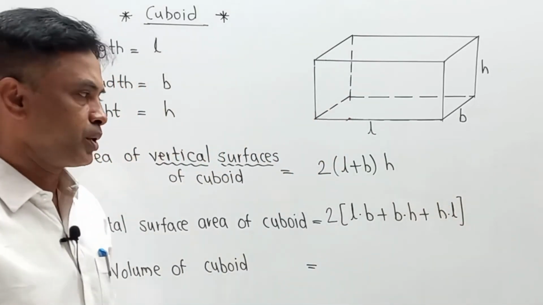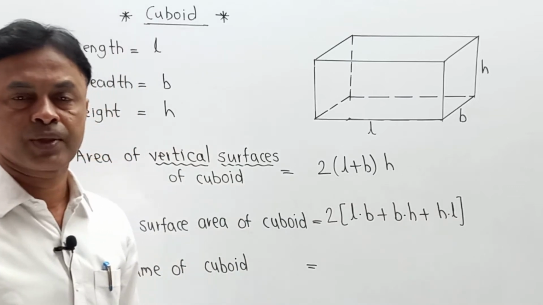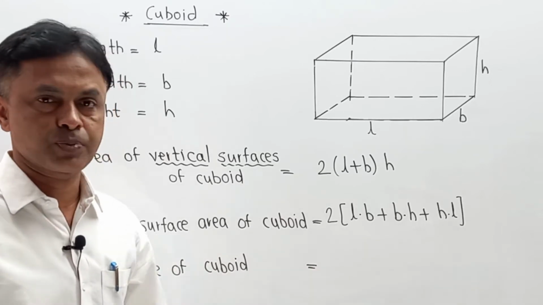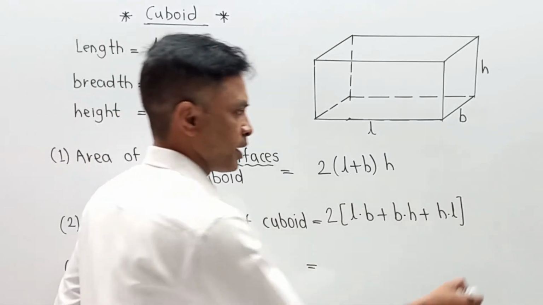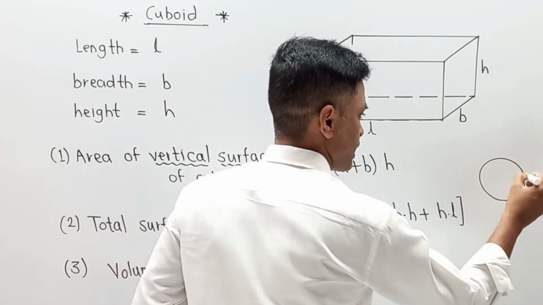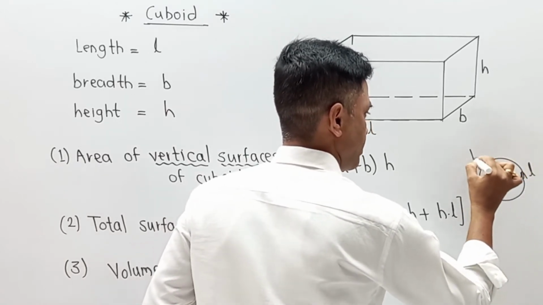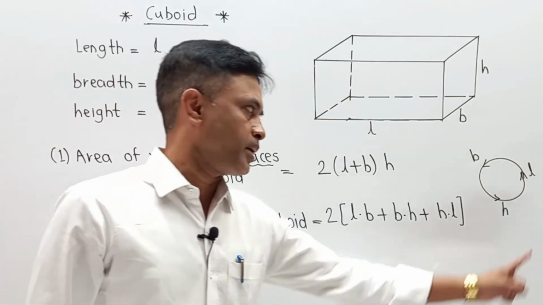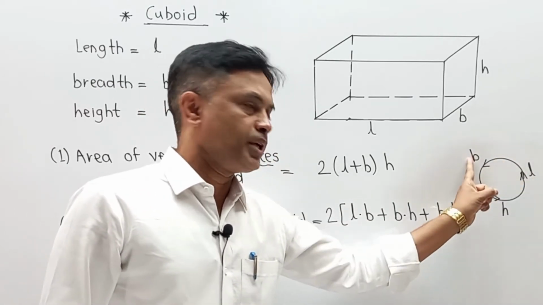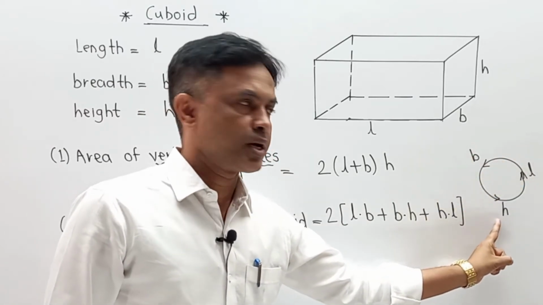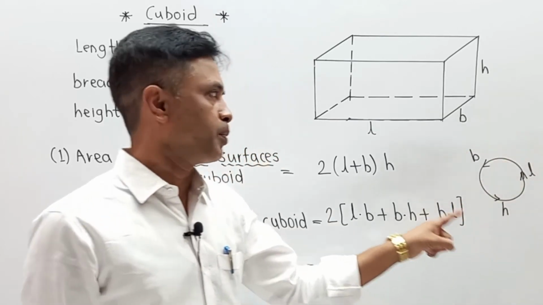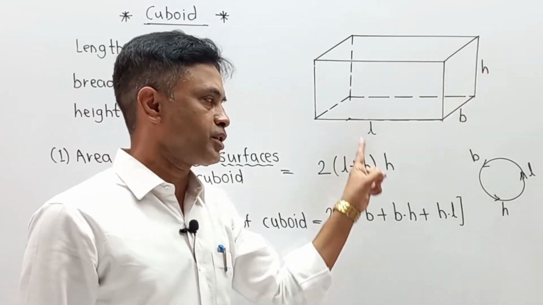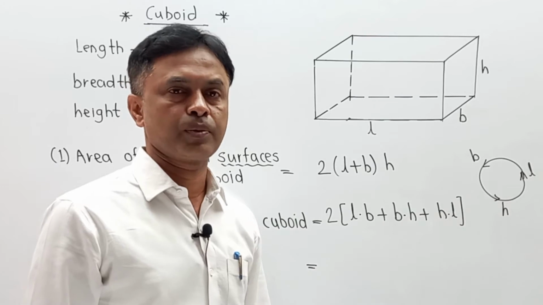No doubt, in a book they have written L into H, no problem. Either first product into second or second into first, remember it is the same. Now, how to remember this? I will give you a simple logic. Just remember one small circular diagram where L, B, H are sequentially moving. You just remember one simple part: 2 into L into B plus B into H plus H into L. From this single loop diagram you can remember this formula.